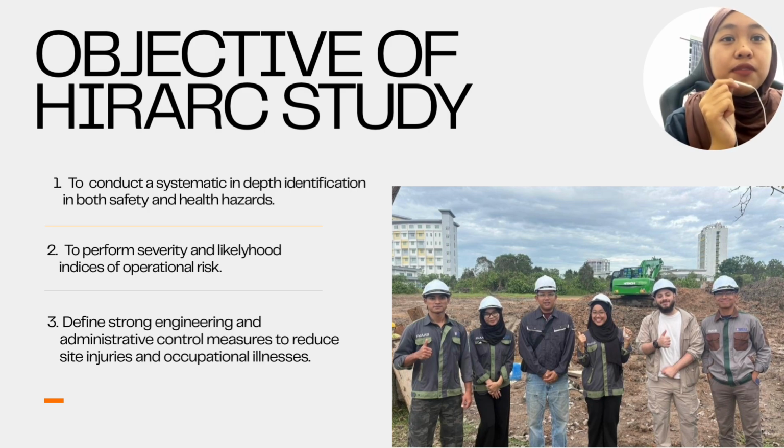The first objective is to conduct a systematic and detailed identification of both safety and health hazards that may be present at the construction site. The second objective is to assess the level of risk by evaluating the severity of the consequences and the likelihood of the hazard occurring. Our third objective is to recommend appropriate control measures, including engineering and administrative control, to reduce workplace injuries, accidents, and occupational illness.